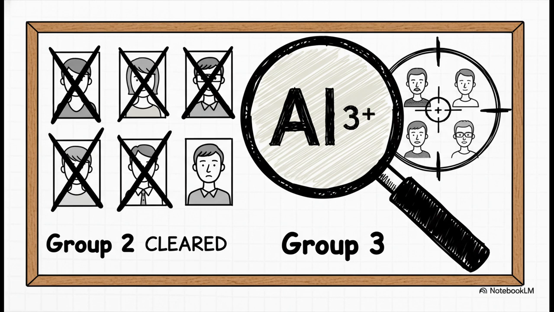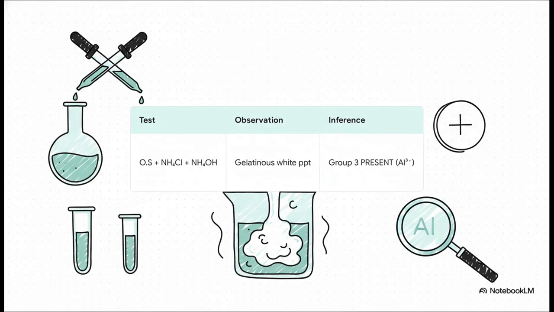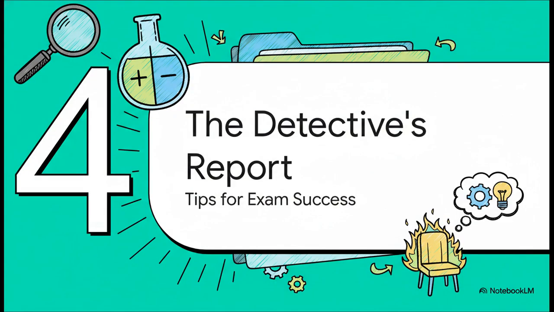So what does it look like when we do finally get a hit? A positive ID? Well, let's say we've moved on, and now we're testing for Group 3, which has suspects like aluminum and iron in it. For this test, we add ammonium chloride and ammonium hydroxide. And this time, we get a reaction. Our observation is a gelatinous white precipitate. Basically, a distinct, kind of jelly-like solid appears. This is the clue we've been waiting for. Our inference? Group 3 is present. And that specific gooey white appearance points right at the aluminum ion. We've found our accomplice. We've identified the anion and we've identified the cation.